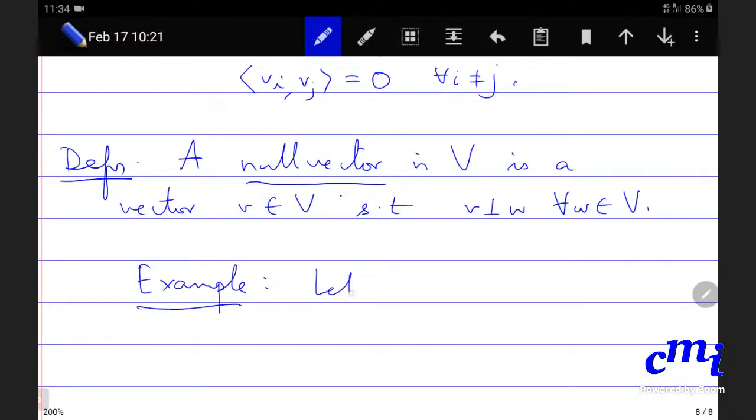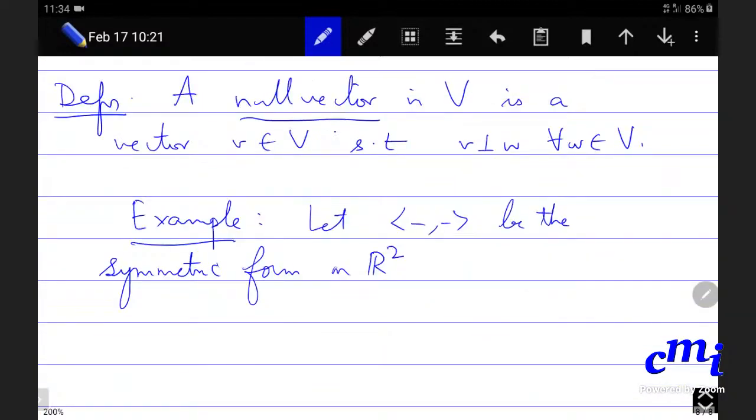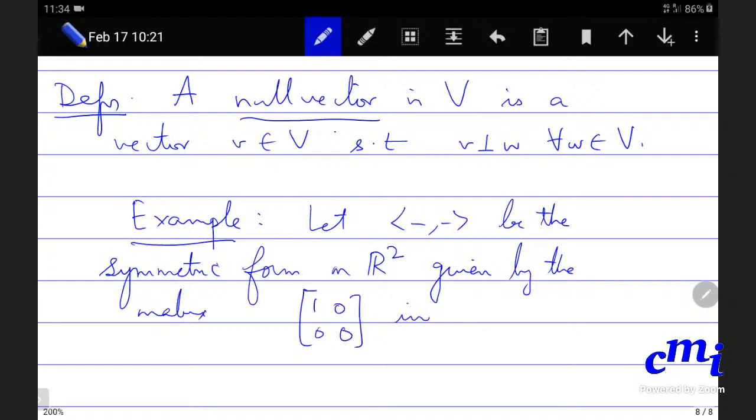So suppose, for example, let the form be the symmetric form. When I say symmetric form, I mean a real symmetric form on R2. The word symmetric is associated to real vector spaces and bilinear forms on them, while the word Hermitian is always associated to complex ones. It is given by the matrix [[1, 0], [0, 0]] with respect to the standard basis of R2.